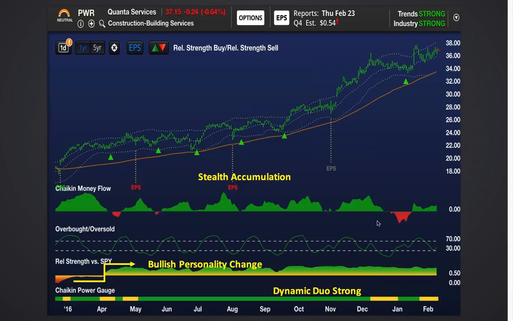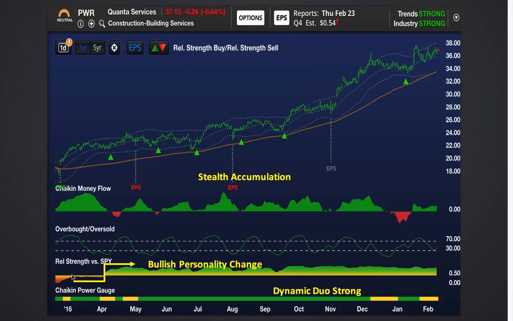It's based not on the power gauge, but whether a stock is outperforming or underperforming the market. In this case, Quanta's been outperforming the market. How do we know that? Our relative strength indicator is green, not red. Now, you could go to Investors Business Daily and see a number from 1 to 99.